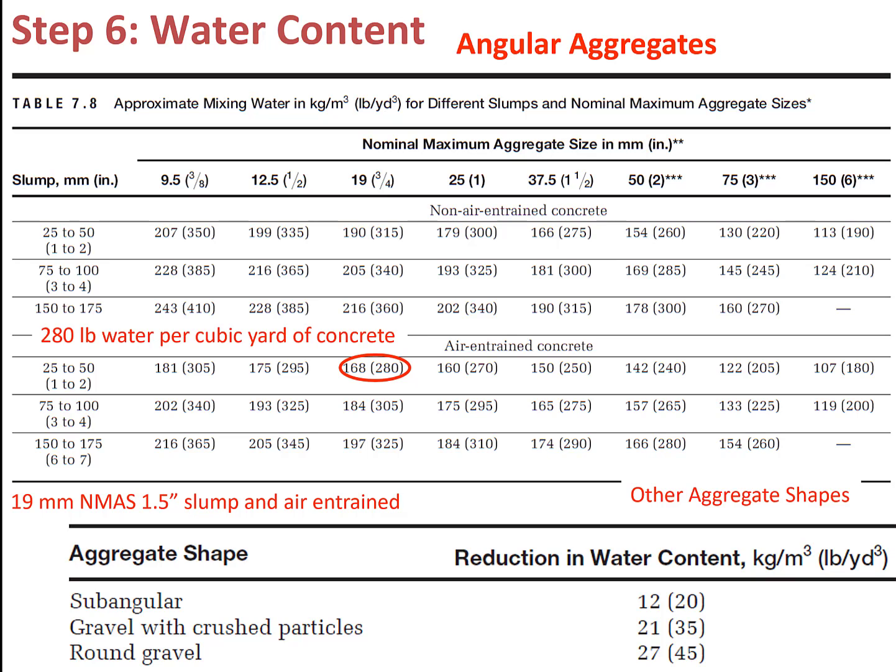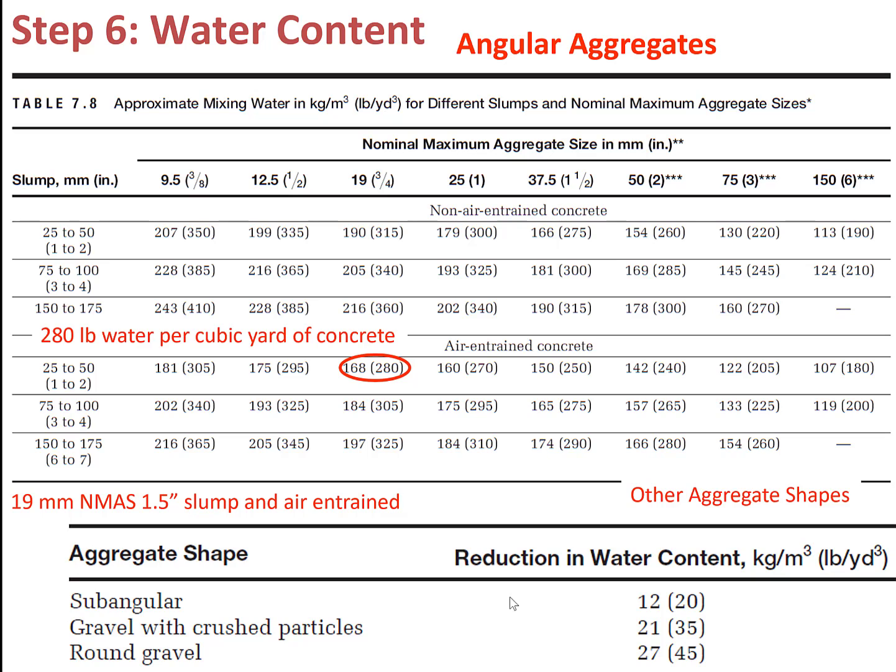If you are using aggregates in other shape, you need to reduce the water content. For example, if you are using rounded aggregates, then you need to reduce water content by 27 kilogram per cubic meter. So you can find the value from this table.